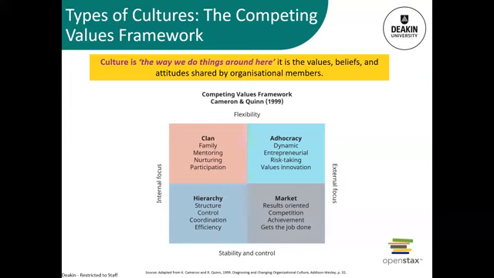And that market culture will in turn drive that stability and control. So it will be very results orientated. It will have a competitive achievement focus. It will get the job done, which might be great in some companies. And that's particularly important, again, dependent on the type of organization and the purpose of that organization. So for example, if it's a finance organization, it's a very competitive environment. But in an aged care home, it might not be the right way to manage.